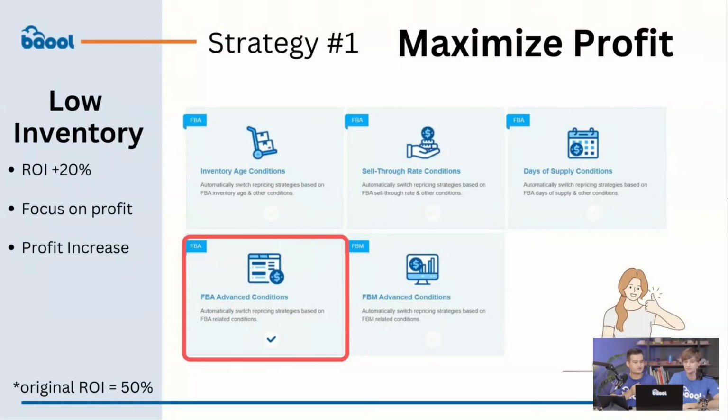Yeah, the first strategy is, let's say we want to maximize the profit. Here, let's say we have low inventory, our ROI is 20%, and we want to focus on profit and increase our profit, right? So let us share how you can do this using conditional repricing. So let me share my screen here.